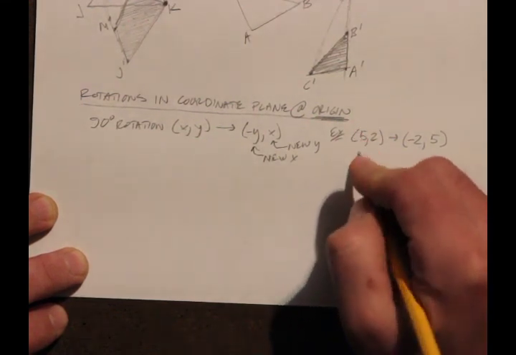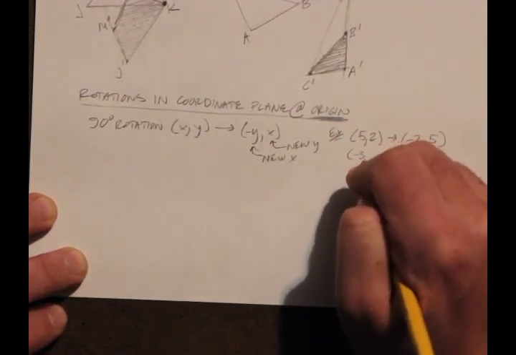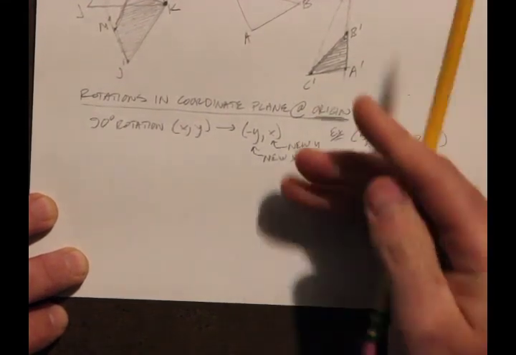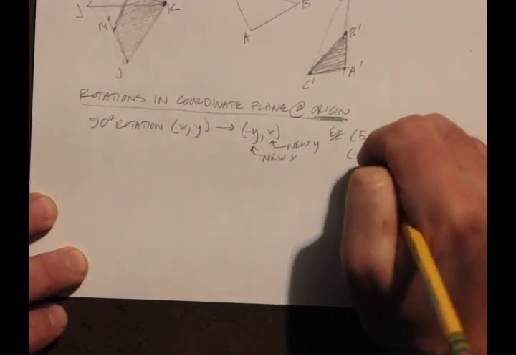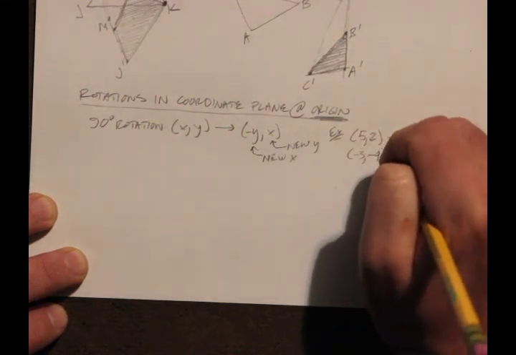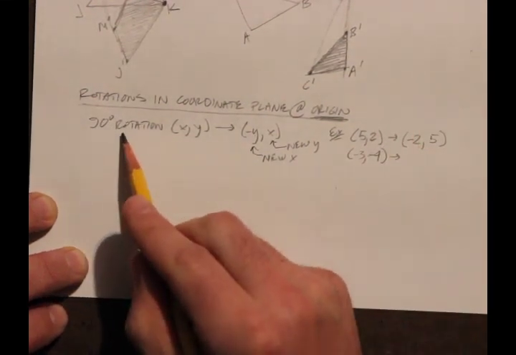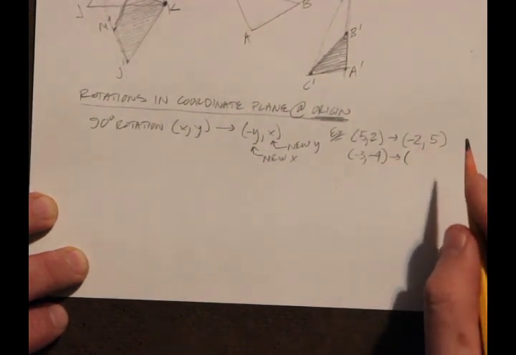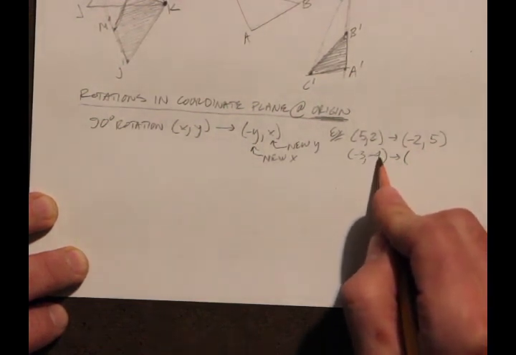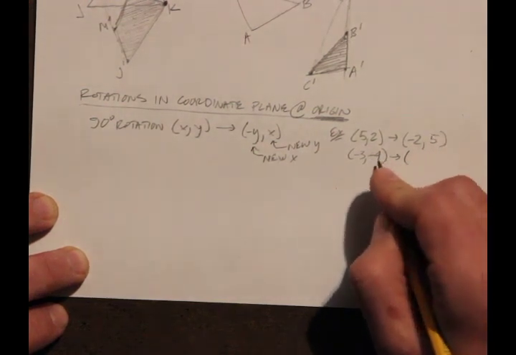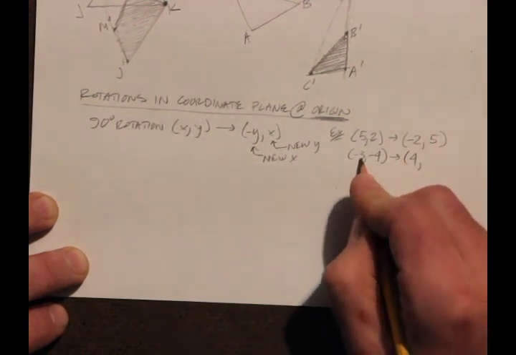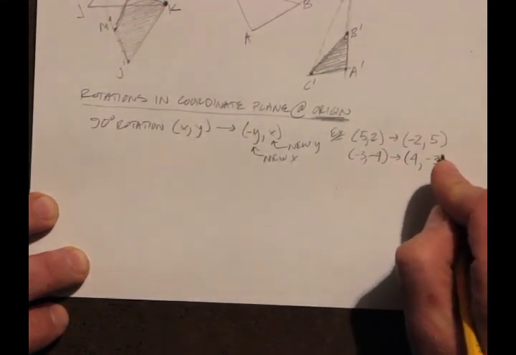Let's do one more example. So if I have (-3, -4) and I rotate that 90 degrees at the origin, then I take my y value and I change the sign, from negative to positive or positive to negative, and I put that as my new x value. I take my old x value and make that my new y value.